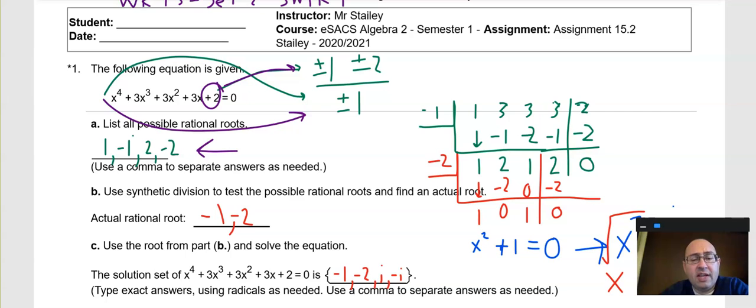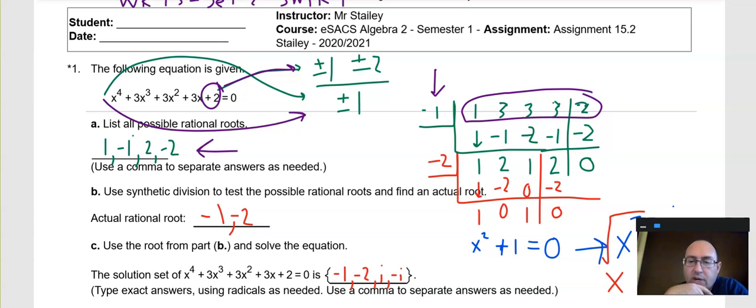Use synthetic division to test the possible rational roots. Now, when I looked at these numbers right here, 1, 3, 3, 3, 2, I thought to myself, the only way I'm going to end up with a 0 at the end is if some of those are negative. You know, when we do the multiply and add thing, we've got to have some negatives in there. So that's why I chose to start with -1.